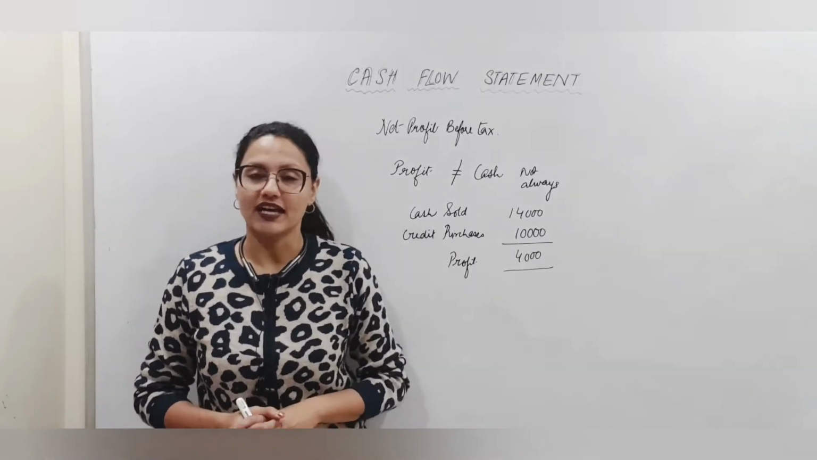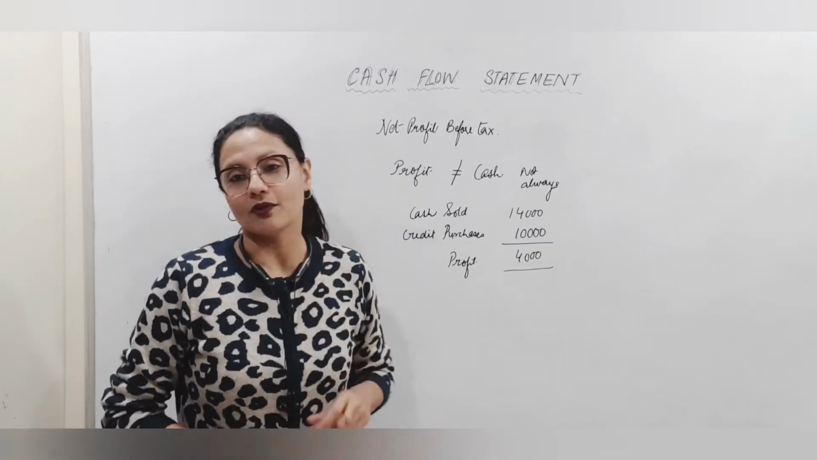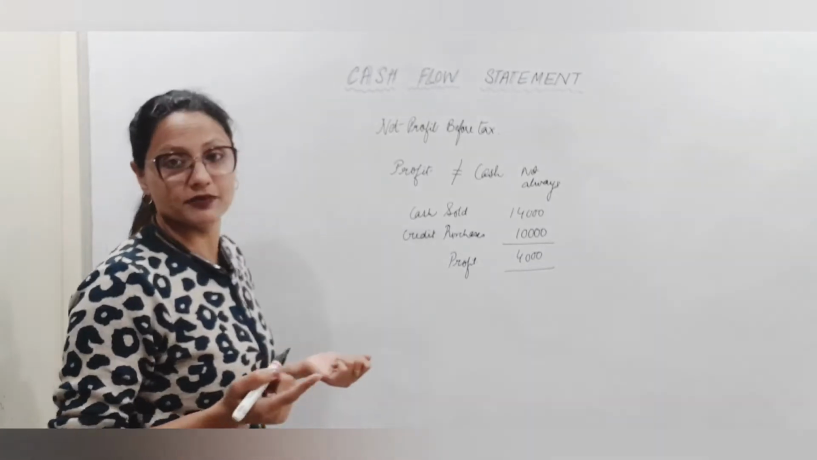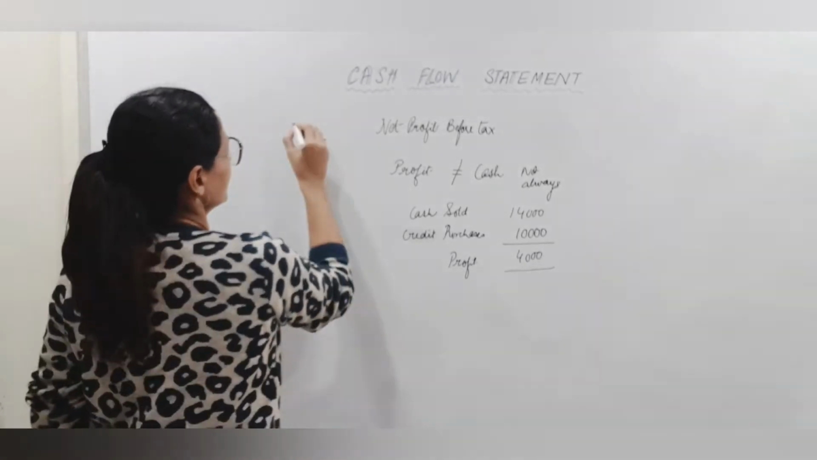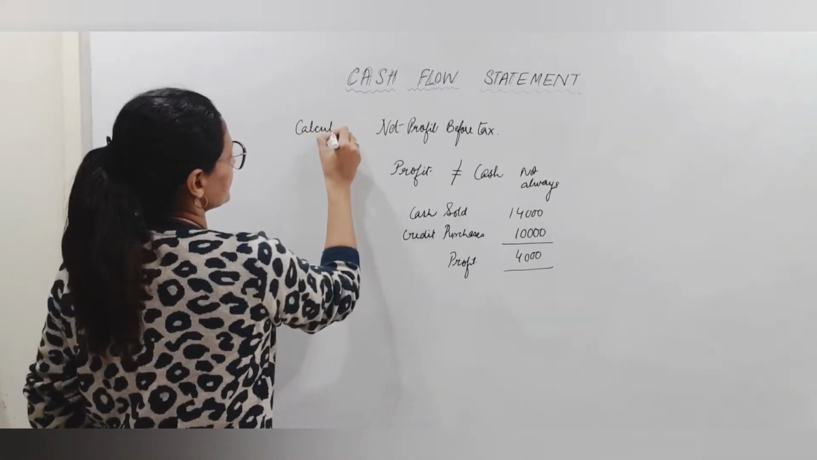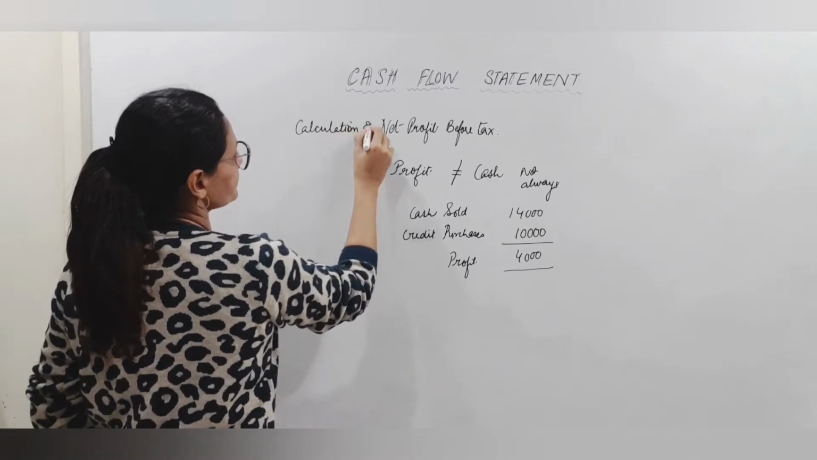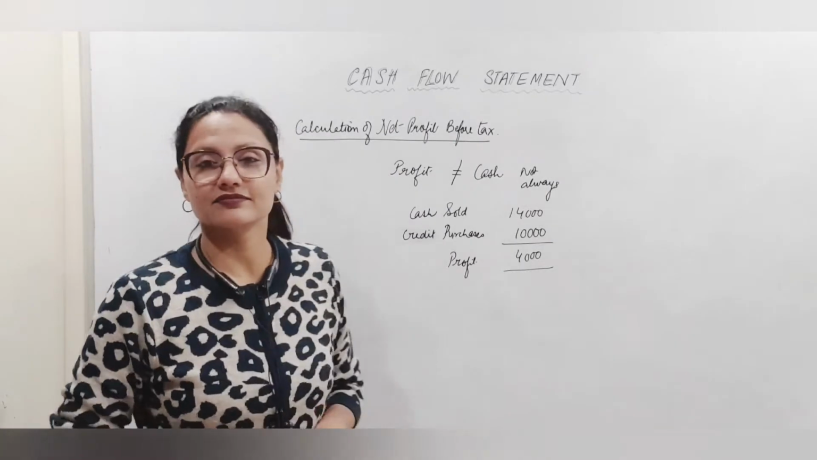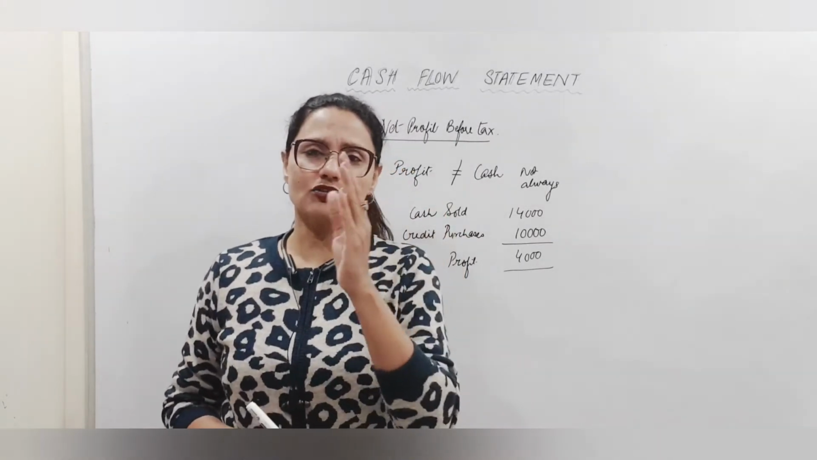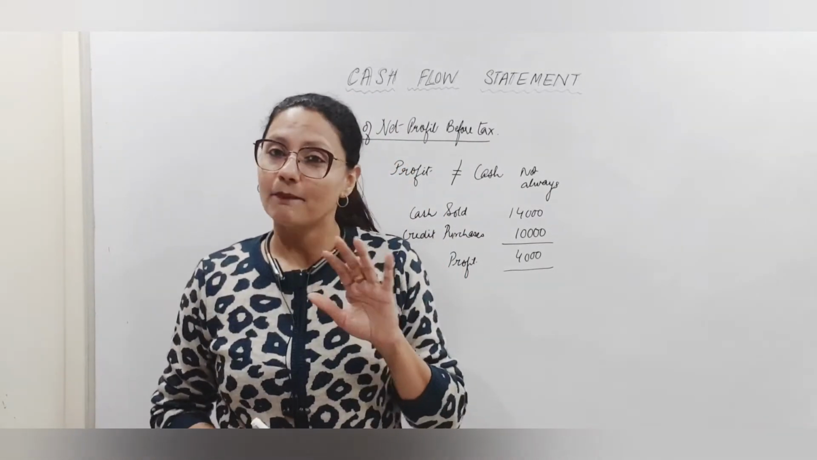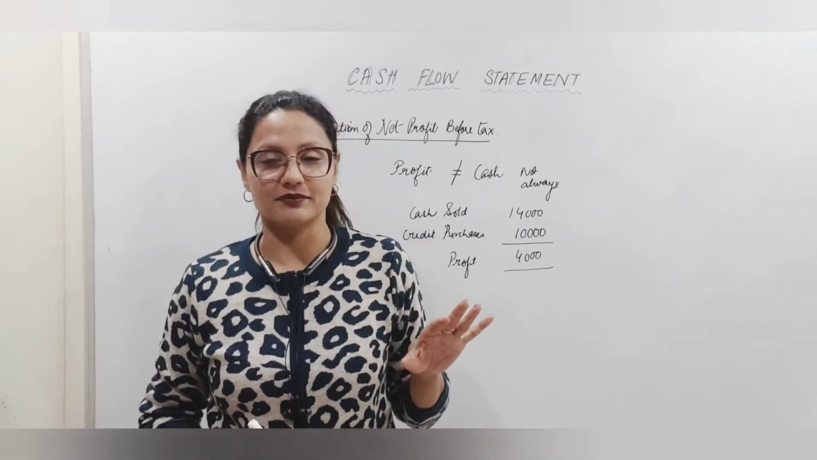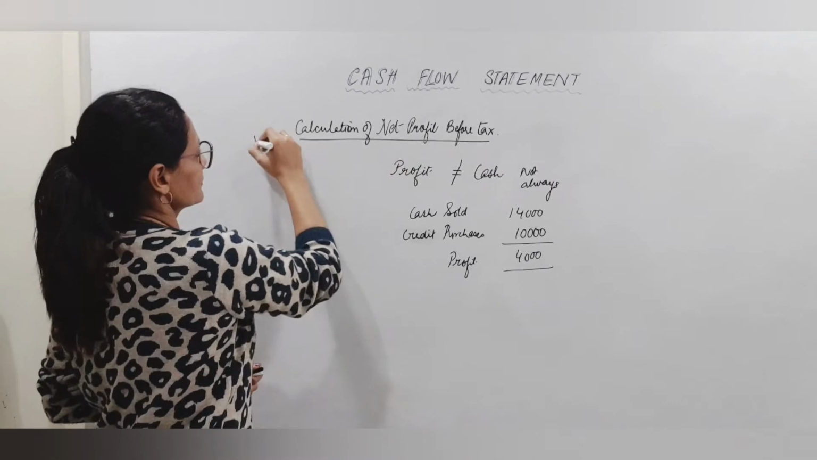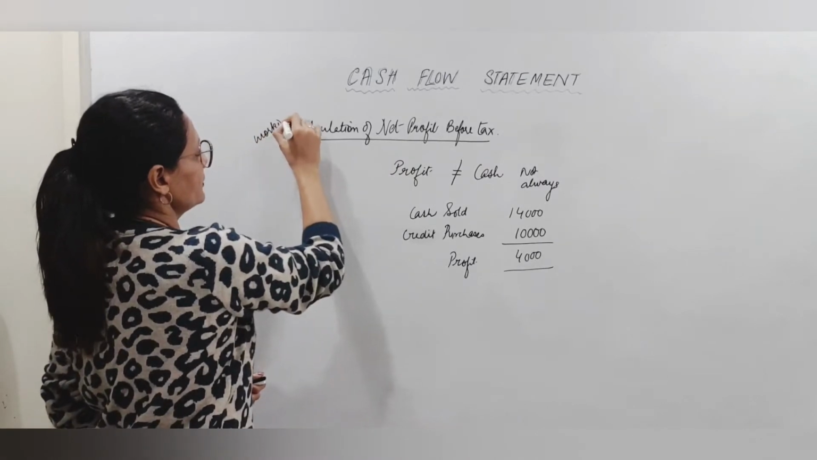But before that, we need to do a certain small calculation. This figure might be given to you straight away, might be, but usually it will not be given. So we will have to do the calculation of net profit before tax. And how do we do that? Again, you will see a certain small working note, outside the cash flow statement. Children, that is called the working note for calculation of net profit before tax.